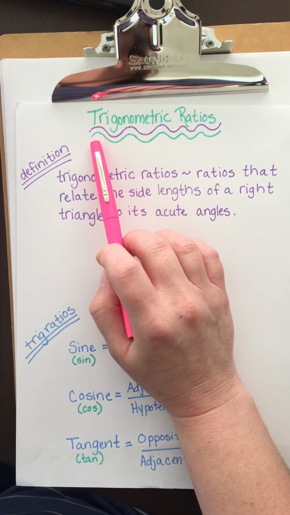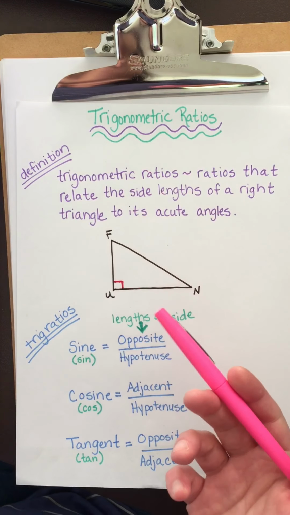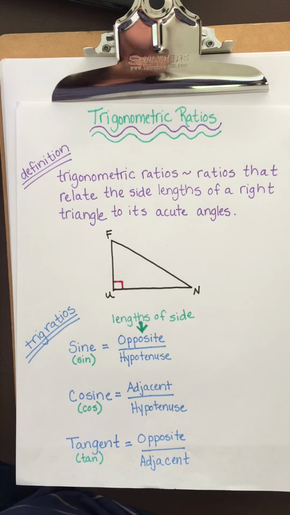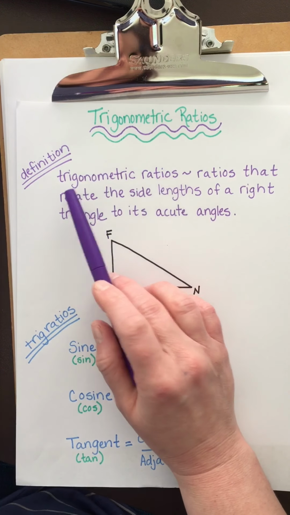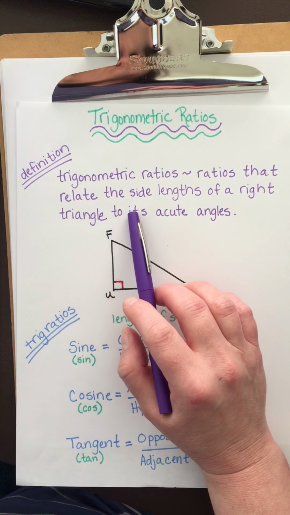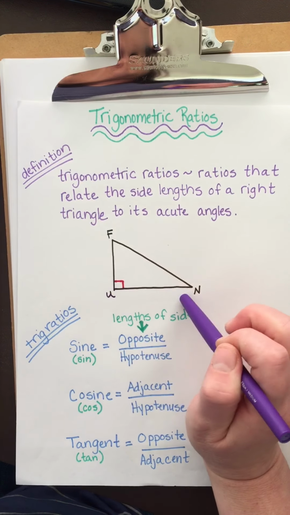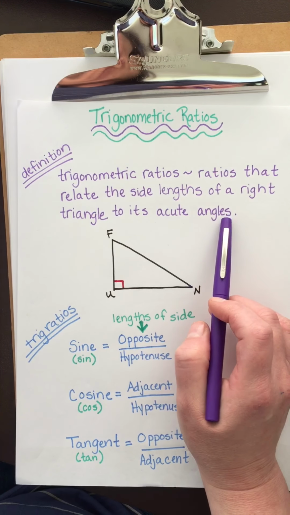Today we're going to be talking about trigonometric ratios. And trigonometry is basically the math of triangles. It means measuring triangles. So what is a trig ratio? Trig ratios are ratios that relate the side lengths of a right triangle, note right triangle, to its acute angles.